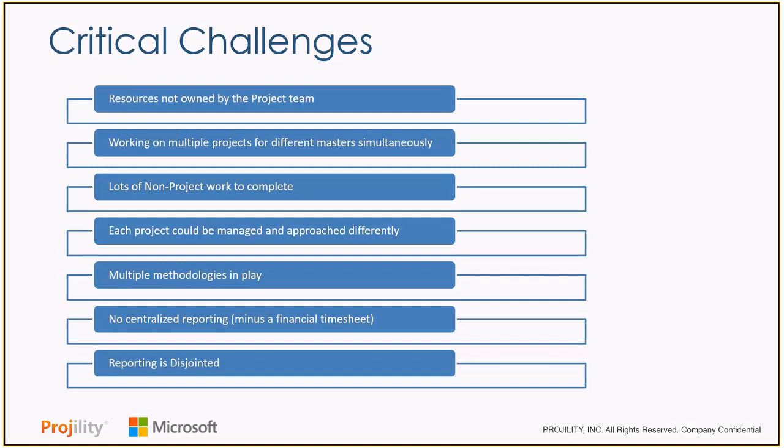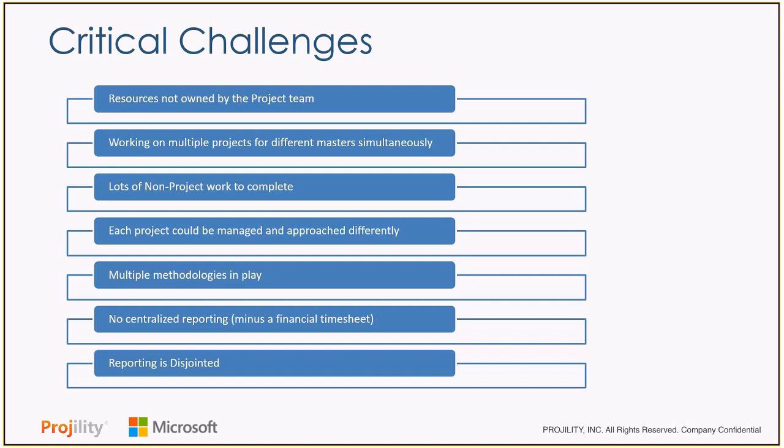A lot of times we find there's no centralized reporting mechanism except for a timesheet that goes into your finance system for billing and accounting. That timesheet ties maybe at a project level. It doesn't tell you specifically what activities people are working on, and more importantly, when they're going to be done and when they're going to free up.